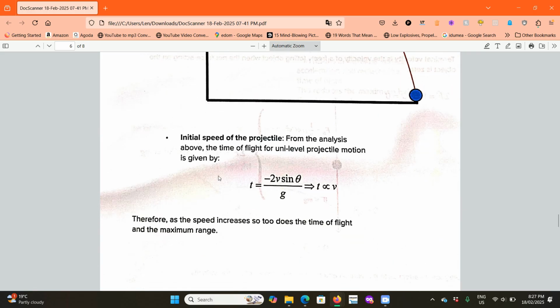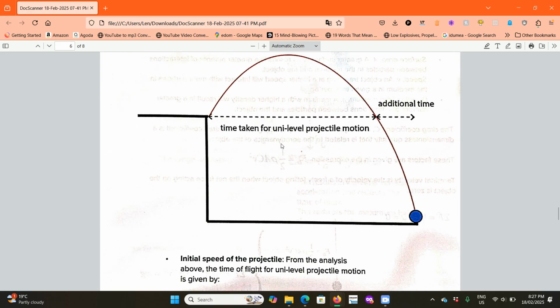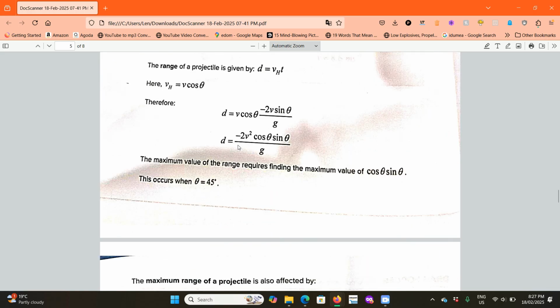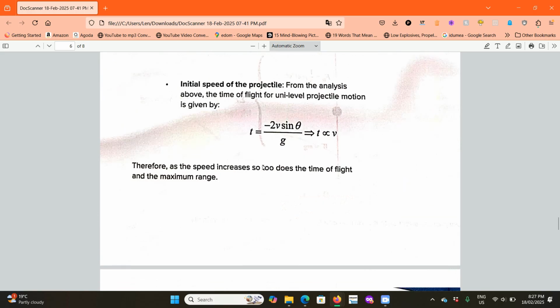Okay, so initial speed of a projectile from the analysis above, this and this. Time of flight for a uni-level projectile motion is given by this. So time is equal to 2v sine theta over g. Therefore, time is related to speed. So as the speed increases, so does the time of flight and the maximum range. So the faster it goes, the longer it goes, and the further it goes.